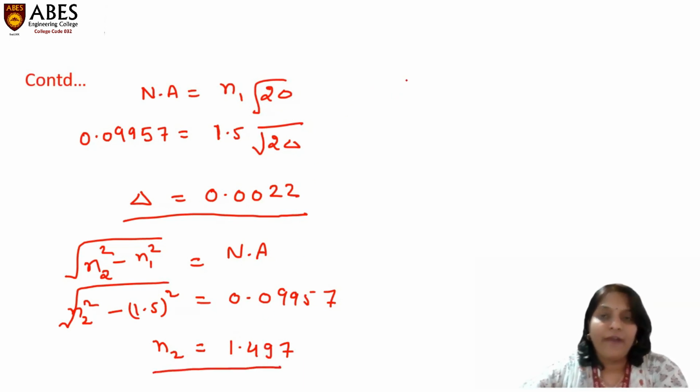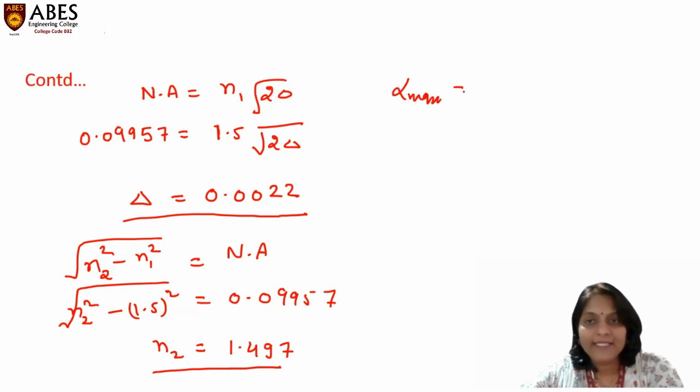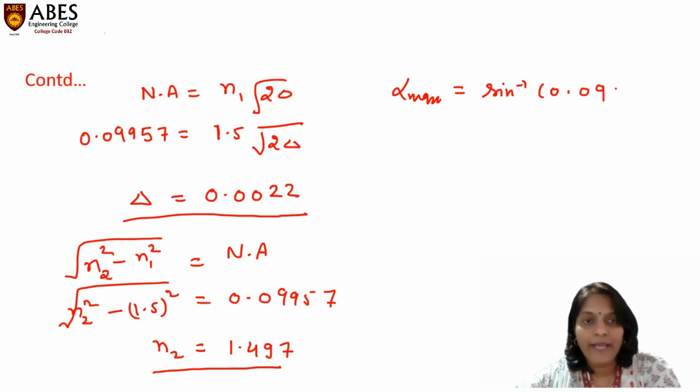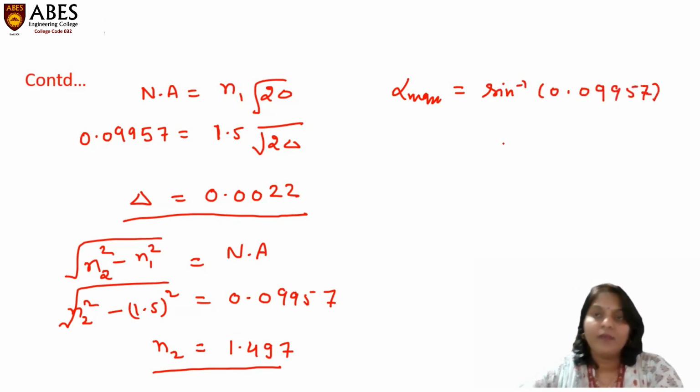And finally, we will calculate alpha max, which is the sine inverse of 0.09957. After calculating it, you will get the answer for all the quantities.